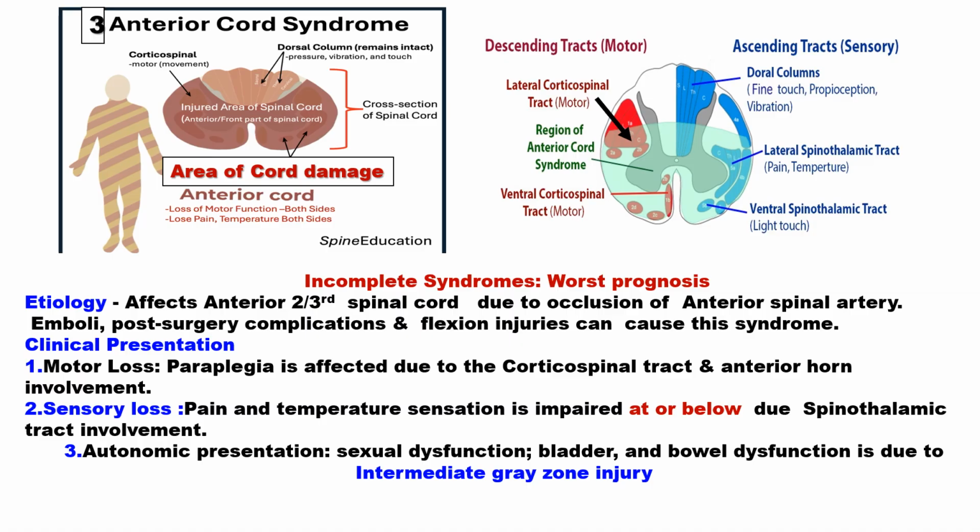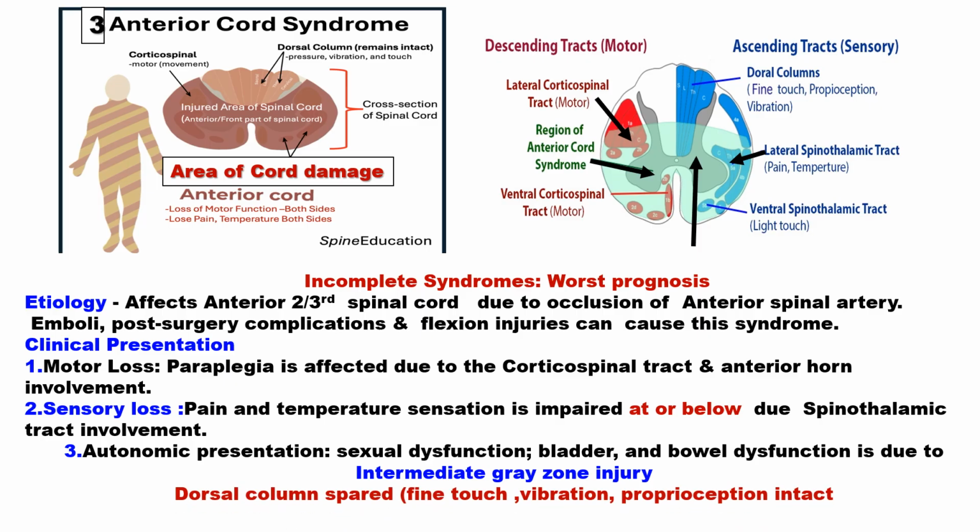Paraplegia is affected due to the corticospinal tract and anterior horn cells. Sensory loss may be pain and temperature sensation is impaired at or below due to the lateral spinothalamic tract. Autonomic presentations may also be involved, that is sexual dysfunction, bladder and bowel dysfunction is due to the intermediate gray column zone. Dorsal column are spared, that is fine touch, vibration and proprioceptive impulses are intact.